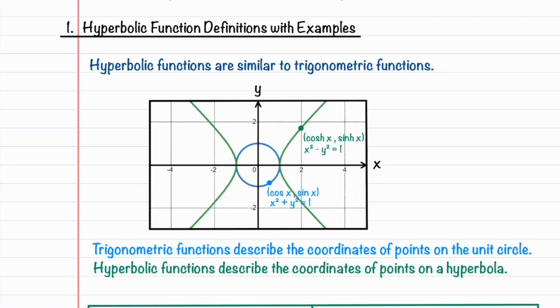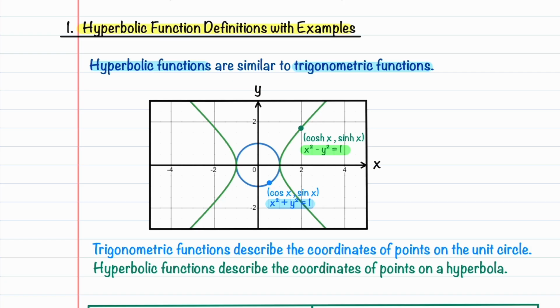Let's begin by going over the 6 hyperbolic function definitions and walk through some examples. Hyperbolic functions are actually really similar to trigonometric functions. In this graph, I have drawn the unit circle, x squared plus y squared is equal to 1, and I've also drawn the hyperbola, x squared minus y squared is equal to 1.